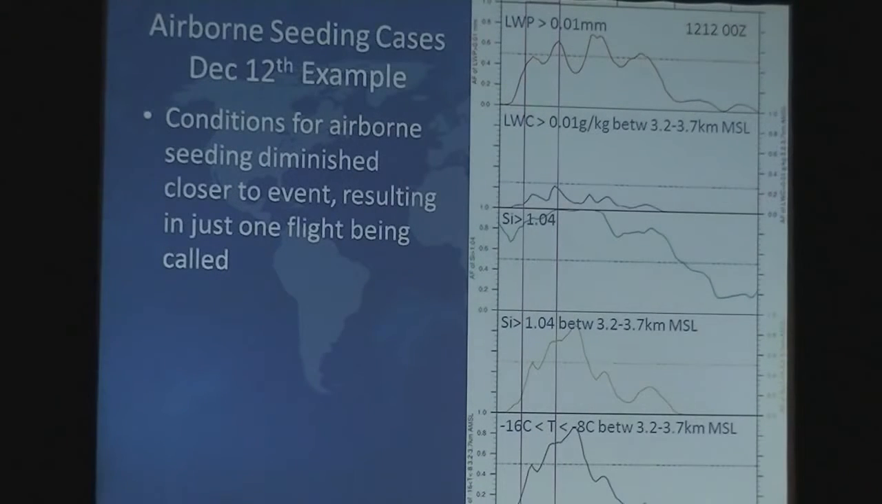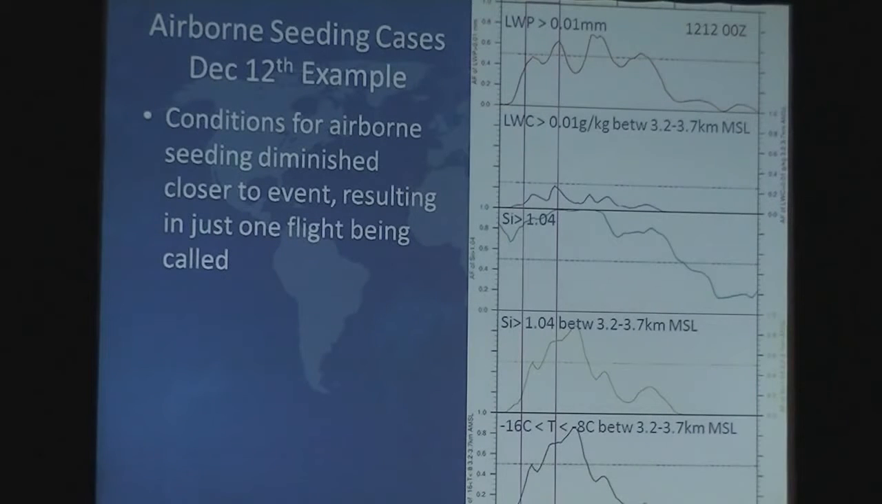If we look at it for aircraft, we have actually only got 1 seeding flight now, and it's just here at the end of the period, basically encompassing this last magenta line here, this 2-hour period around 12 to 14 hours in the forecast. So because the airborne criteria were reduced a little bit, they only called 1 flight in this particular forecast run. And this was at December 12th at 0Z.